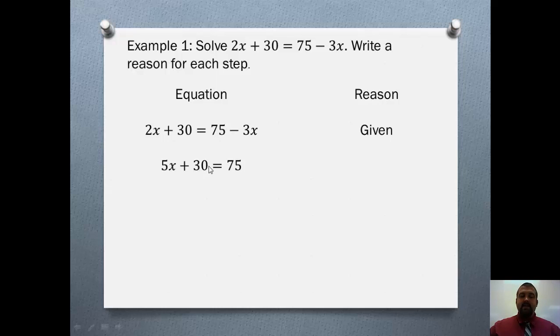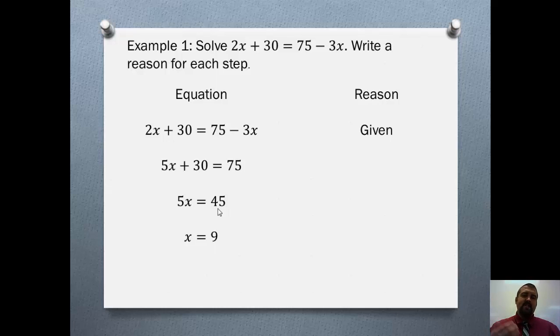The next thing I might do is subtract 30 from both sides. When I do that, 30 disappears from over here, and 75 minus 30 is 45. I have 5x equals 45. And then I just divide both sides by 5. I've solved for x. X is 9.